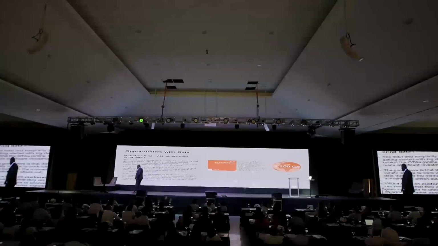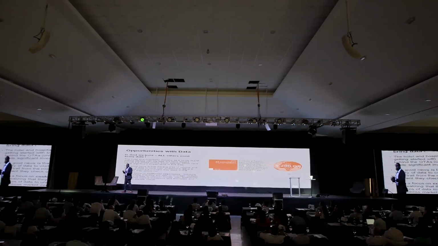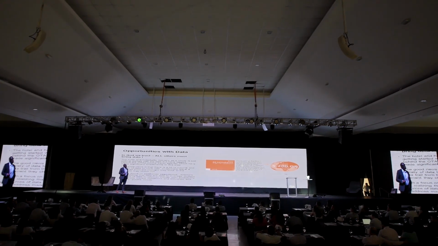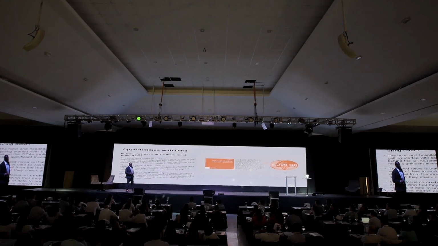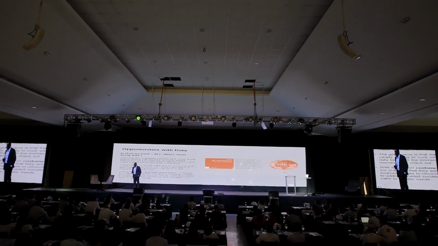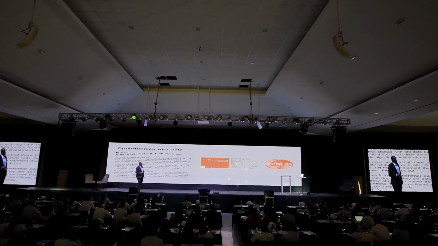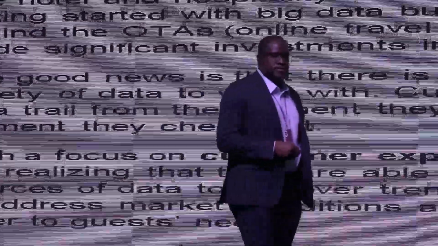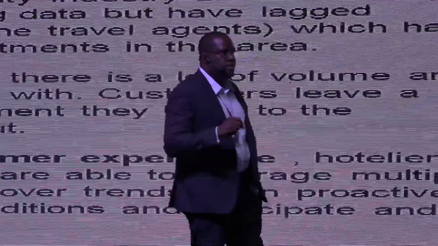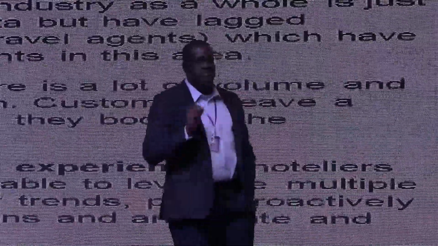I'm going to show you stats that show you how much data we're expecting in the year 2020. In the year 2020, we're expecting 40 zettabytes. Anybody know what a zettabyte is? 10 to the power 12 gigabytes. So let's break that down. For every person on Earth, that's 5,200 gigs of data.